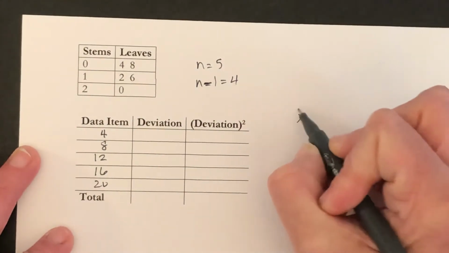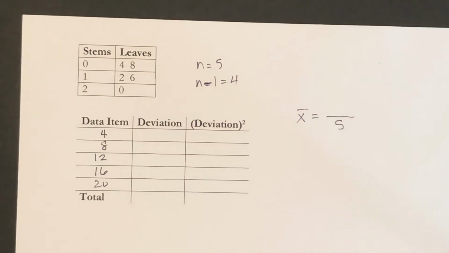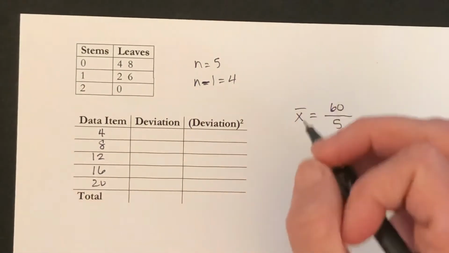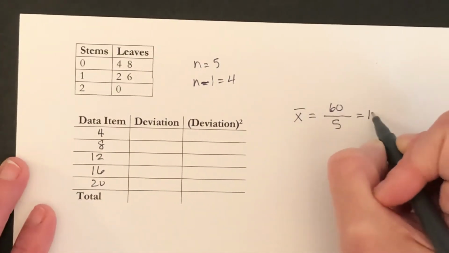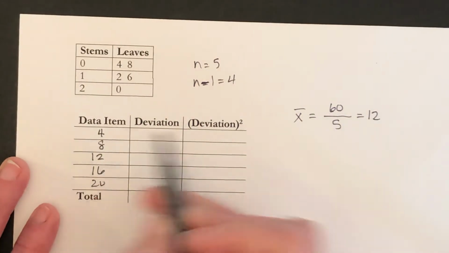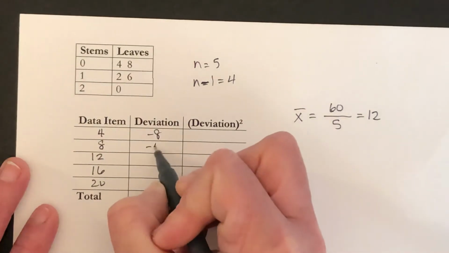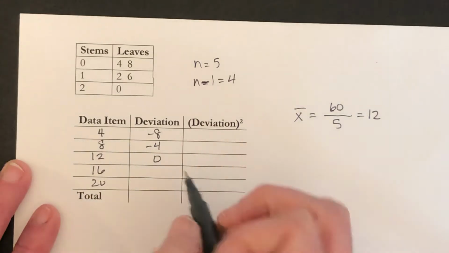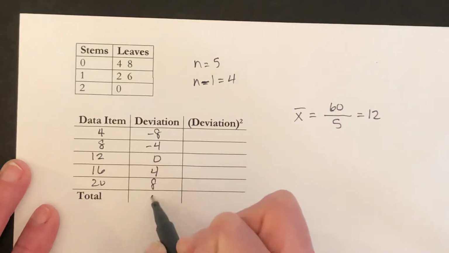Let's find the mean. That is 60 divided by 5, which is 12. So our mean is 12. 4 minus 12 is negative 8. 8 minus 12 is negative 4. 12 minus 12 is 0. 16 minus 12 is 4. 20 minus 12, that's 8, and these do add to 0.